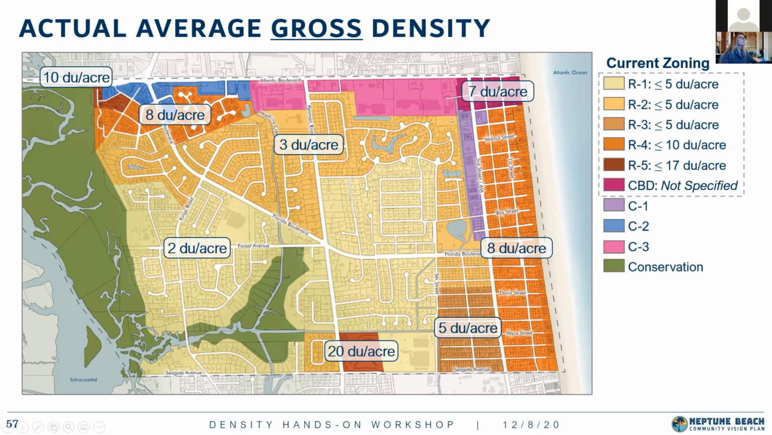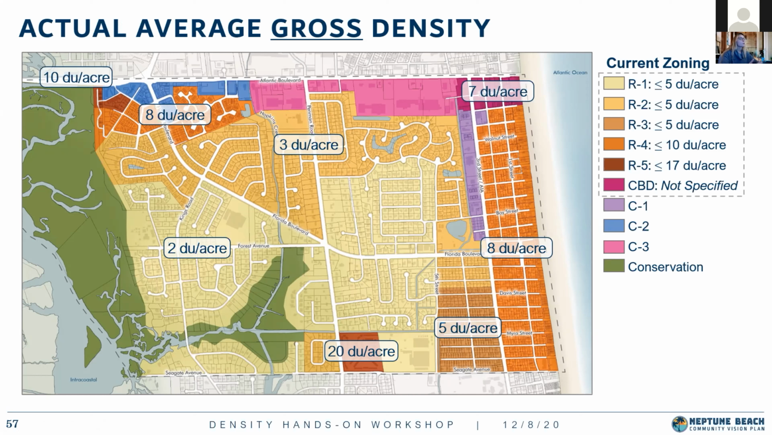So we were curious to actually see and measure what the actual density is. The comprehensive plan and the land development regulations set the maximum threshold, so the not-to-exceed amount. But we actually went through and calculated the number of existing built dwelling units in each of these zoning districts. And so those are the numbers you see on the screen on the map now.